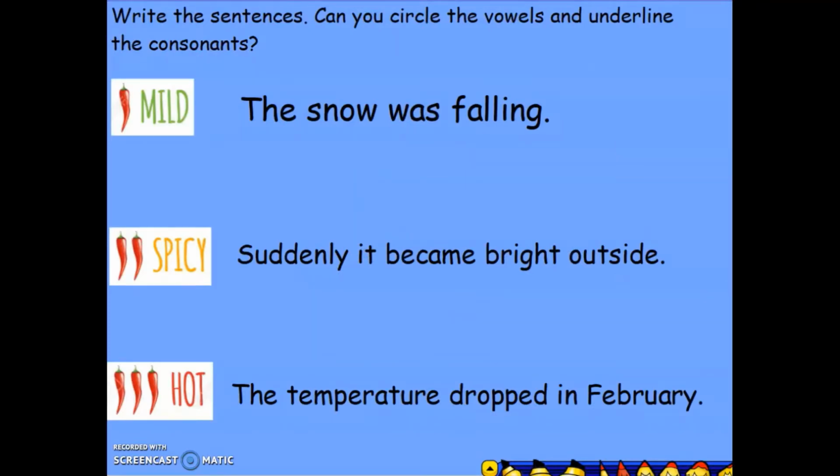For your choose a challenge, you're going to write a sentence. And then in the sentence, you're going to circle the vowels and underline the consonants. Remember, you only need to choose one. You either choose the mild sentence, the spicy sentence, or the hot sentence. Once again, pause the video while you complete this task and press play when you have finished.